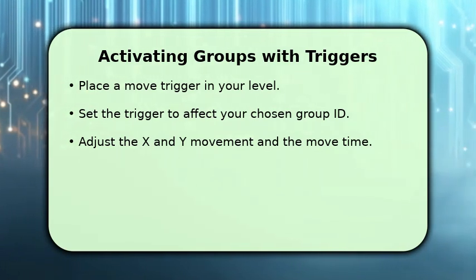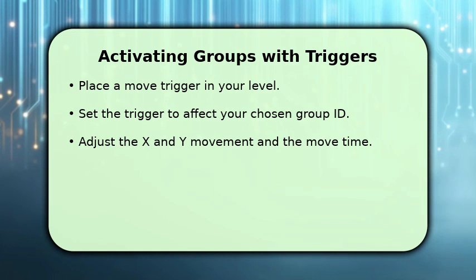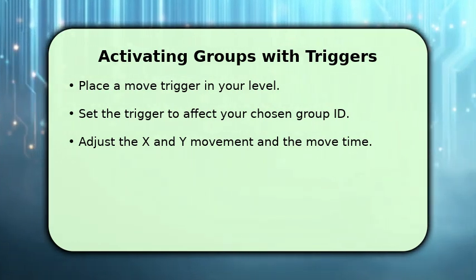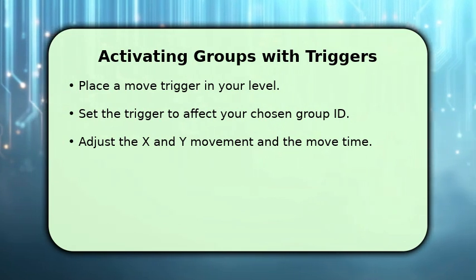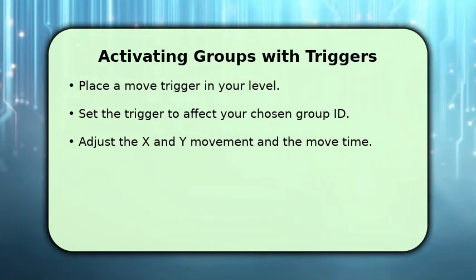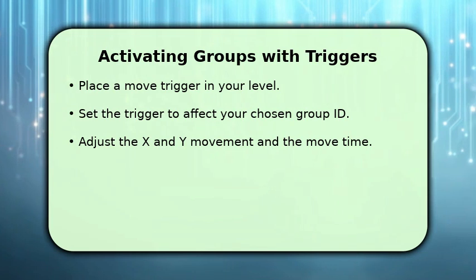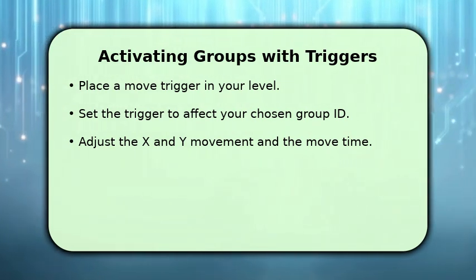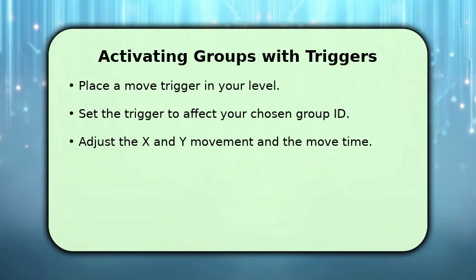Now, let's make your grouped blocks move. Place a move trigger anywhere in your level. In the Trigger settings, specify the group ID you just created. You can then set the X and Y movement values, for example, moving 10 units right and 5 units up. Also, adjust the move time, perhaps to 1 second, to control the speed of the animation, making it smooth and intentional.